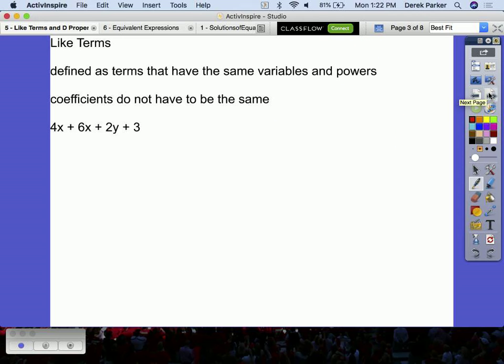Like terms. This is defined as terms that have the same variables and powers. Coefficients do not have to be the same. For example, 4x plus 6x plus 2y plus 3. The way I've always taught this is I rewrite it to where my like terms are together. And as you can tell, the x's are like terms. The 2y doesn't have any like terms, and neither does my constant.